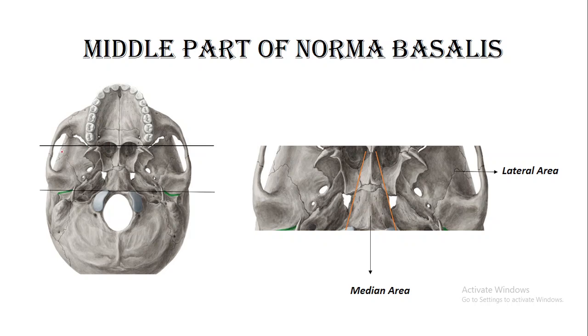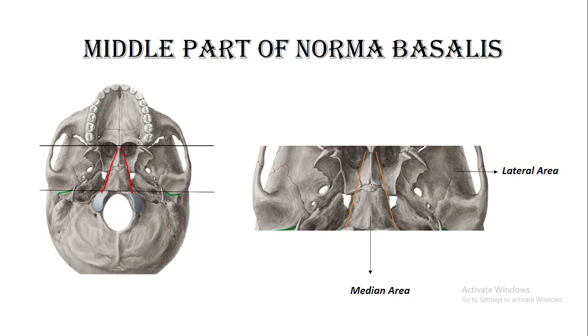Basically, the middle part of norma basalis is present between the line at the posterior end of the hard palate, and the second line, which is the arbitrary line or posterior arbitrary line, present at the anterior portion of the foramen magnum. The area in between these two lines is the middle part of norma basalis. Now, this middle part is divided into two parts. First is the median part, and second is the lateral part on both the sides. So this is the median area and this is the lateral area.